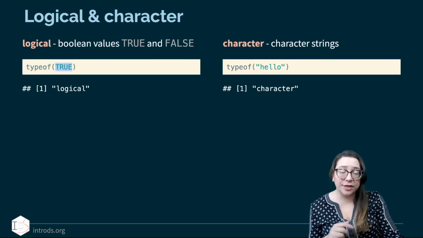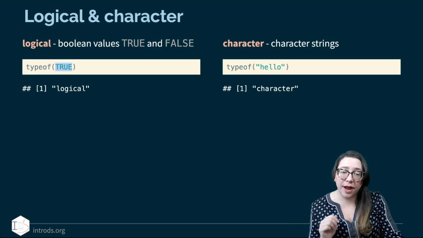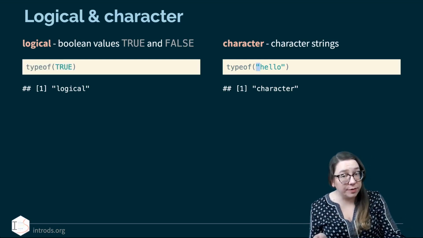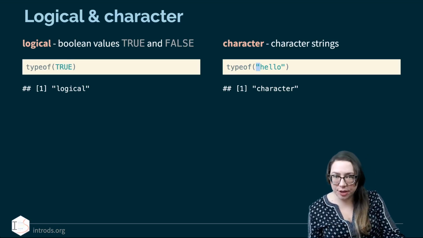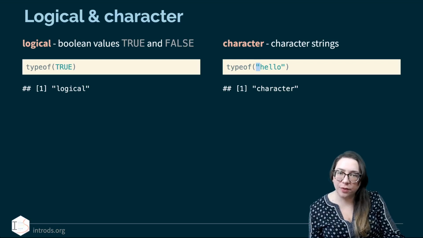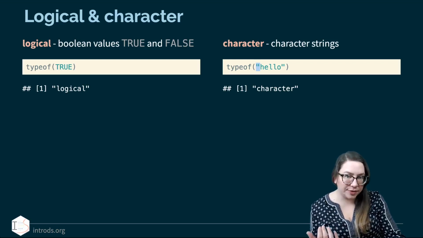Character strings are always denoted by quotation marks in R, and it could be single or double quotes. Both of them work. I tend to use double quotes. That's what the style guide we're following uses as well, but you can use single quotes. And so the typeof this character string is basically character.